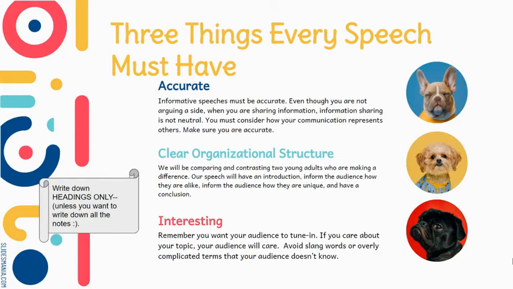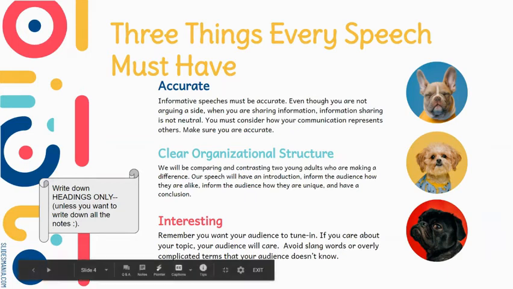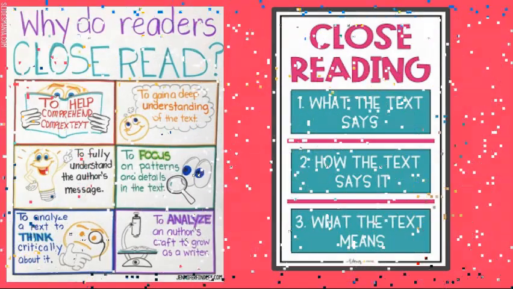It must have a clear organizational structure. We will be comparing and contrasting two young adults who are making a difference. Our speech will have an introduction, inform the audience how they are alike, inform the audience how they are unique, and have a conclusion. And your speech must be interesting. Remember, you want your audience to tune in. If you care about your topic, your audience will care. Avoid slang words or overly complicated terms that your audience doesn't know.